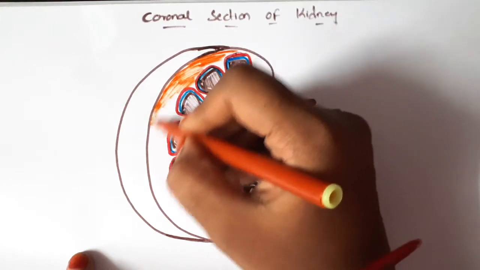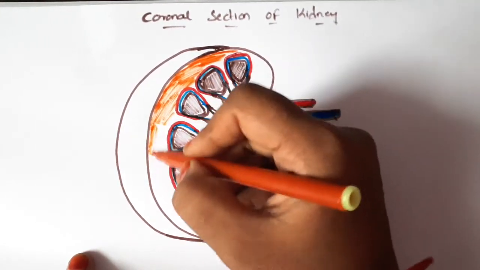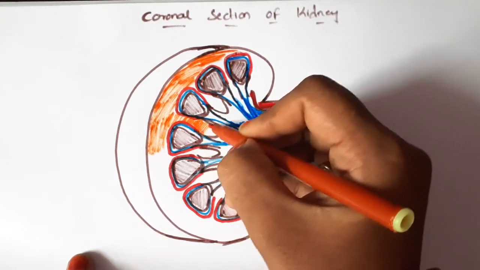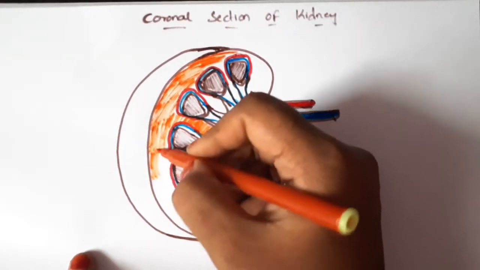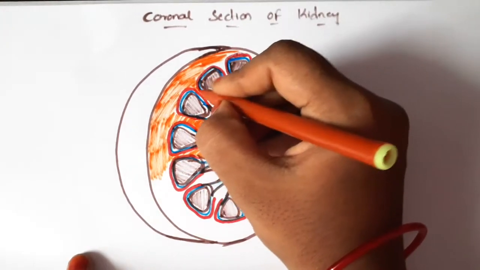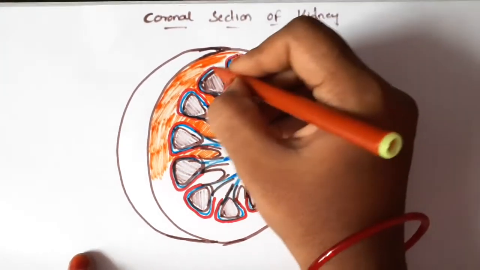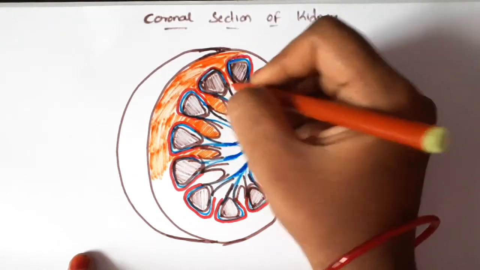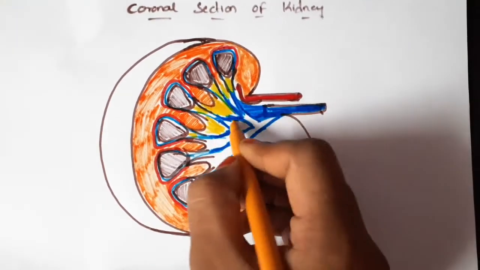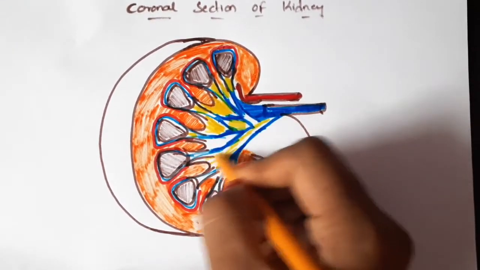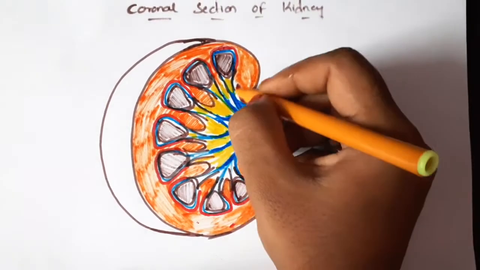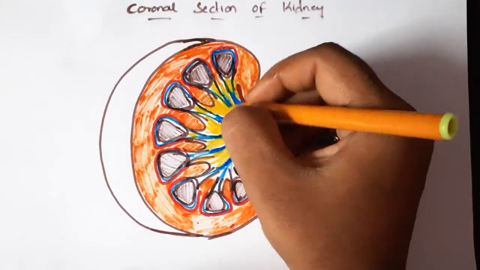Now I am coloring the cortical region. In this cortical region, about the base of each renal pyramid, we will see the cortical arches. They form cap-like structures about the base of the pyramid, known as the cortical arches, and then the deep indentations are known as the renal column. These are the two parts we will see in the cortex region. These are the minor calyces. This is the major calyx.